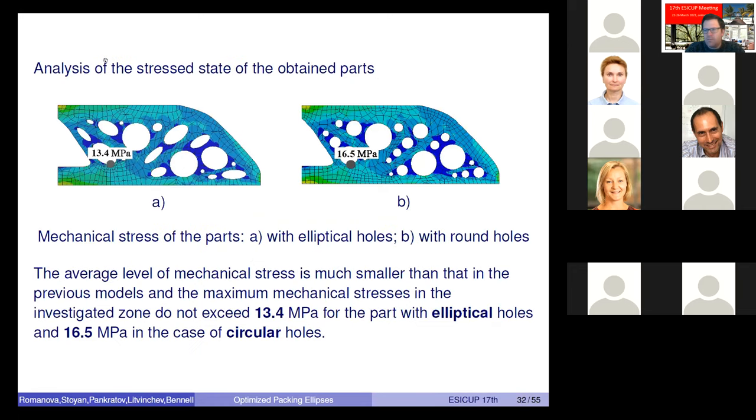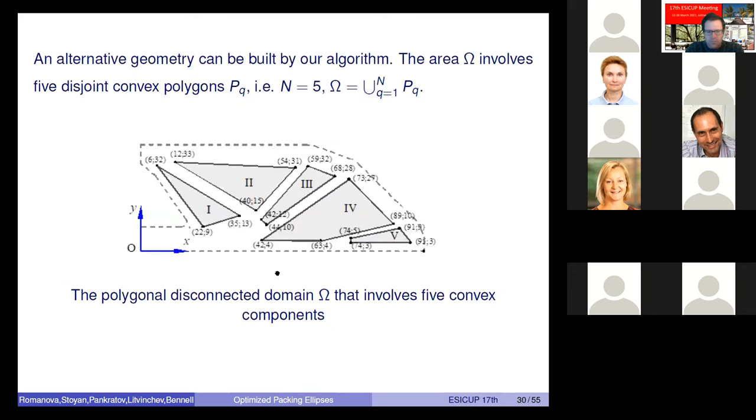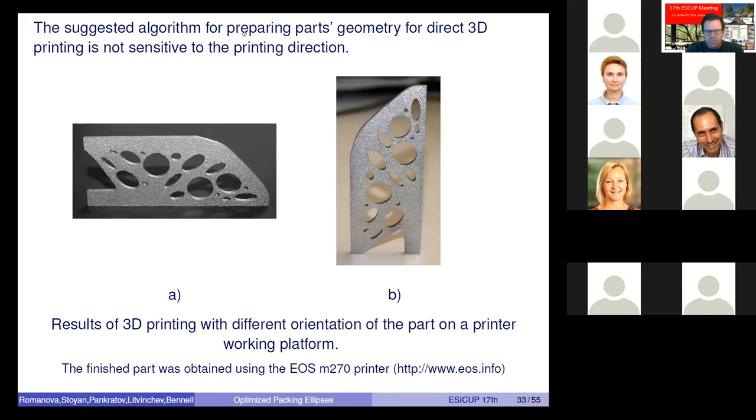And now analysis of the stress state of the obtained part shows that the maximum mechanical strength for ellipse holes is 13 and 4, and for round 16 and 5. In comparison with previous, you can see it's considerably smaller. So therefore, the suggested algorithm for preparing part geometry is not sensitive to printing direction, maybe vertically or horizontally. Therefore, it is parts printed in the printer in the Hanover University.